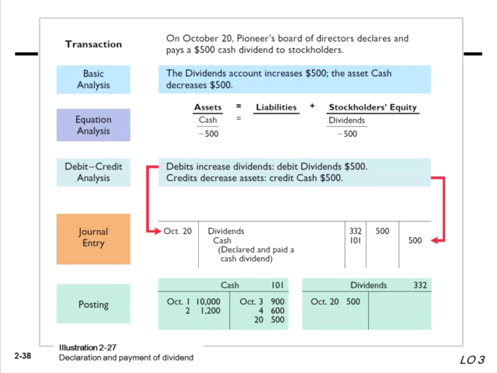Now we go and we do the posting. We go back to the cash account. And now we're posting another credit to the cash account of $500 and posting a debit to the dividends account of $500.